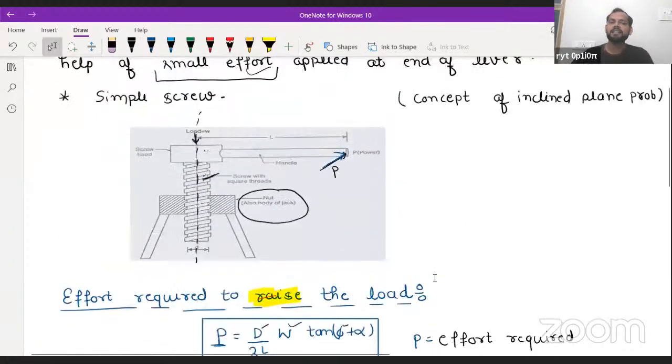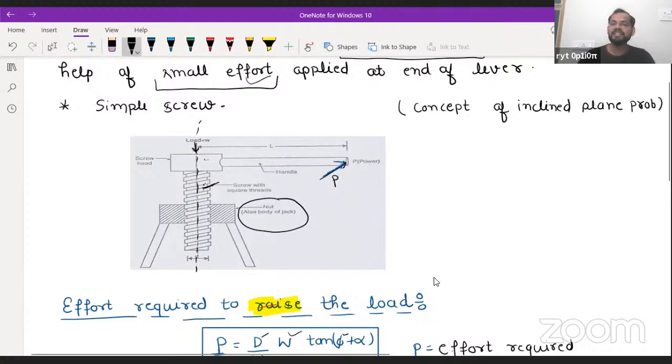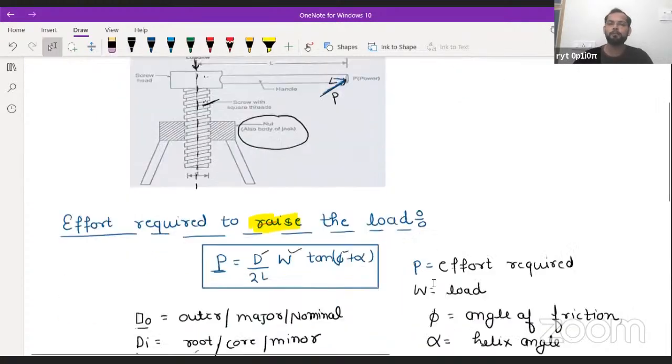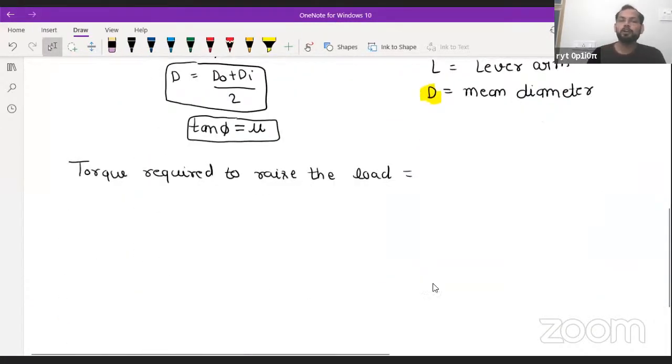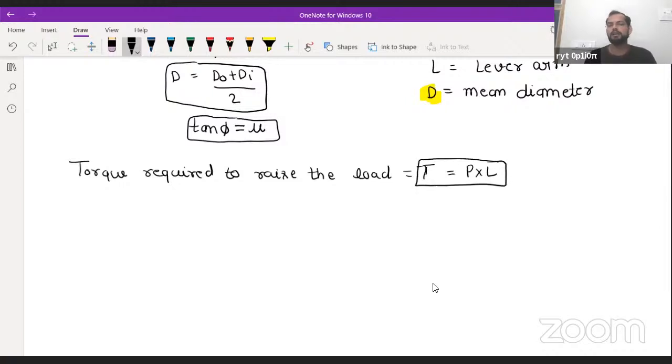So the torque is nothing but force. The force is acting in the tangential direction to this lever, so it is at 90 degrees. Force into perpendicular distance is nothing but P into L. So the torque required to raise the load is nothing but P into L.